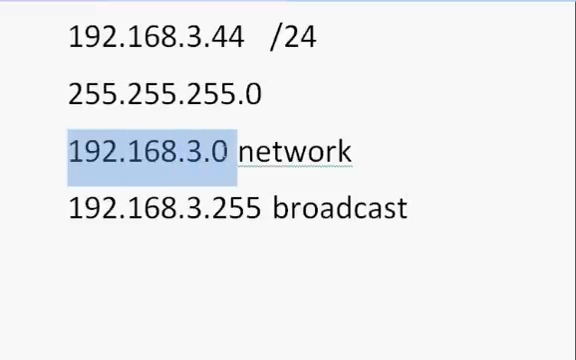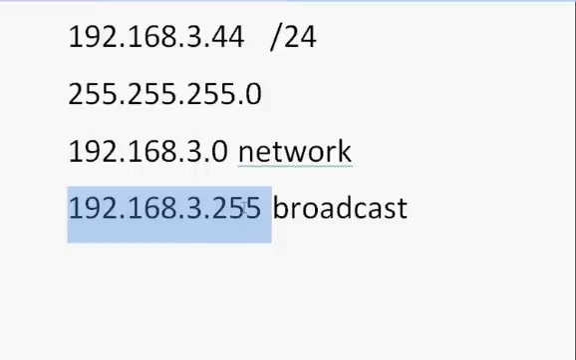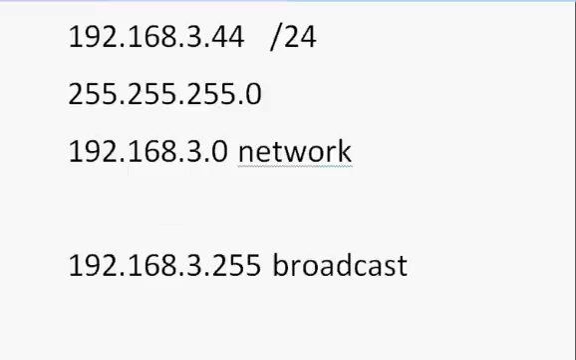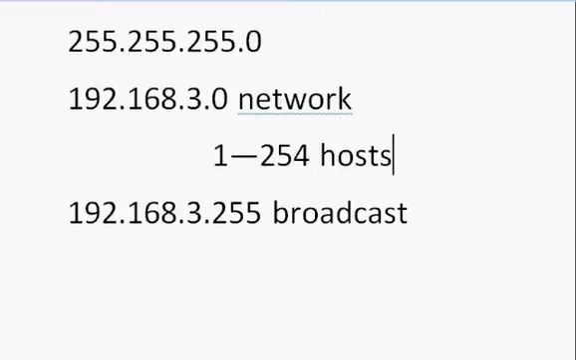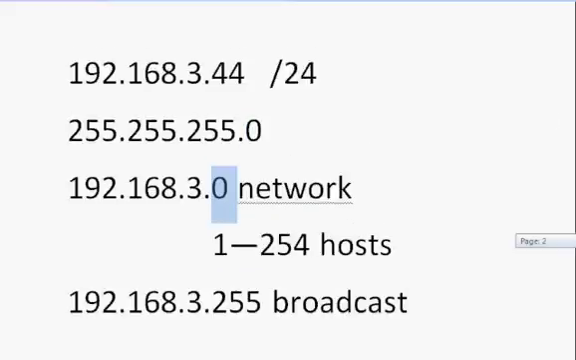That means no host can occupy this number or this number. Nobody can be 0 or 255. People on the network have to occupy the number range between 1 and 254. Those are the hosts. So every network has a network number, the beginning of the network, then the hosts, and then the broadcast number. The broadcast number is reserved, nobody uses it. And the 0, the network number, is reserved. Nobody uses that.